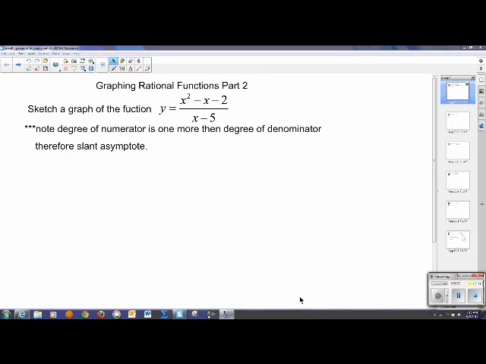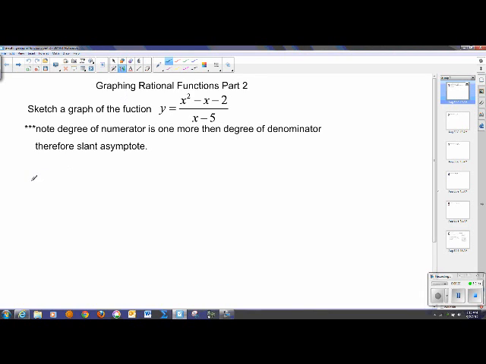So round two of rational functions and how to graph them. We're going to go through the same first process, but in the second process, we're going to see a couple of new points. First of all, in this case, we have a degree of our numerator being one more than the degree of our denominator. And like I said yesterday, if that's the case, we get what's called a slant asymptote. So let's start talking about that.